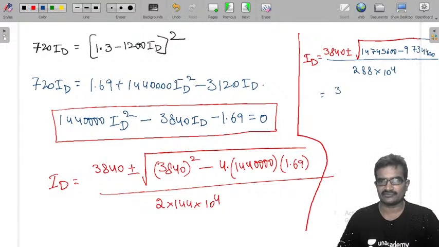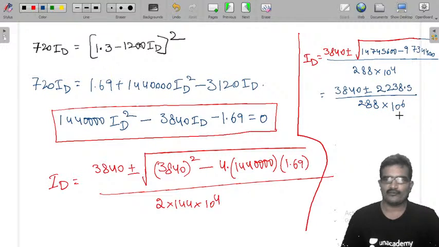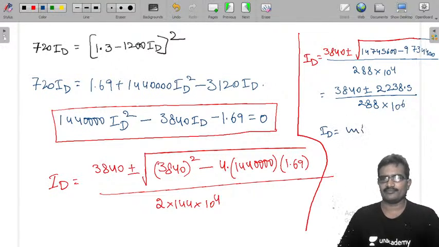2238.5. So that is 3840 plus or minus 2238.5 divided by 2.88 into 10 power 6. Now we need the minimum value for ID. So instead of adding this, I am going to subtract to get the minimum. Therefore ID is the minimum of the two values you get from this, ID1 and ID2. Therefore the minimum is this one.